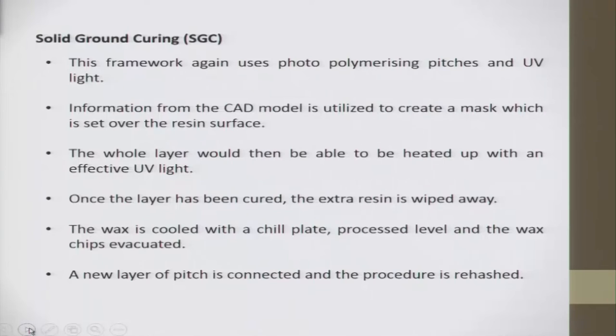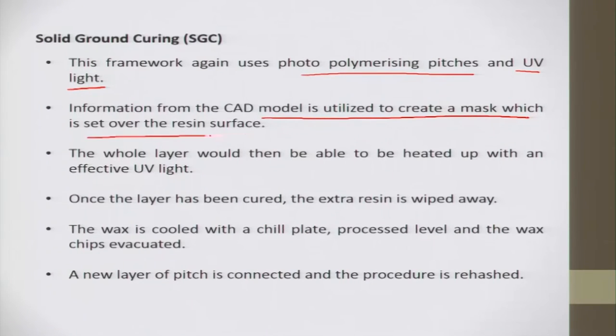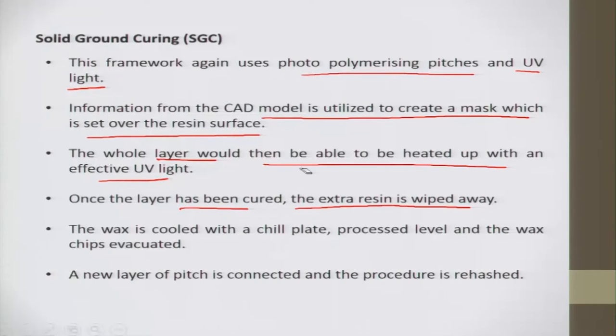This system again uses photopolymerizing resins and ultraviolet light. The information from the CAD model is utilized to create a mask which is set over the resin surface here. So, the whole layer can then be exposed with an intense UV light. Once the layer has been cured, the extra resin is wiped away. Now, because the whole layer is exposed with ultraviolet light, this implies that the resin is completely cured and no post curing is required.